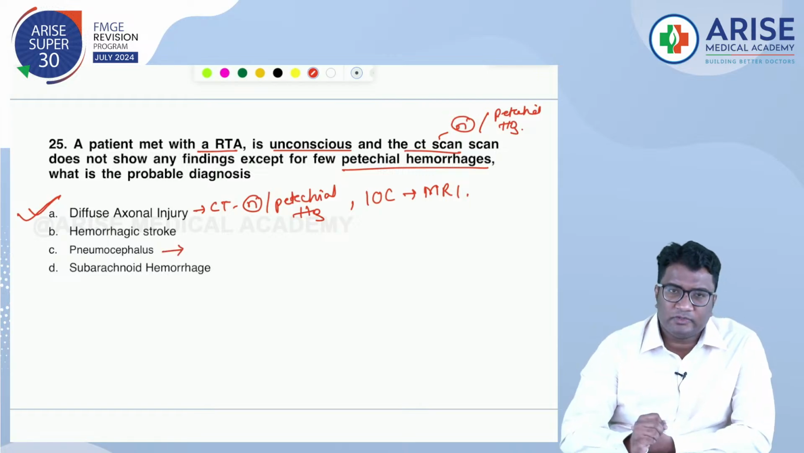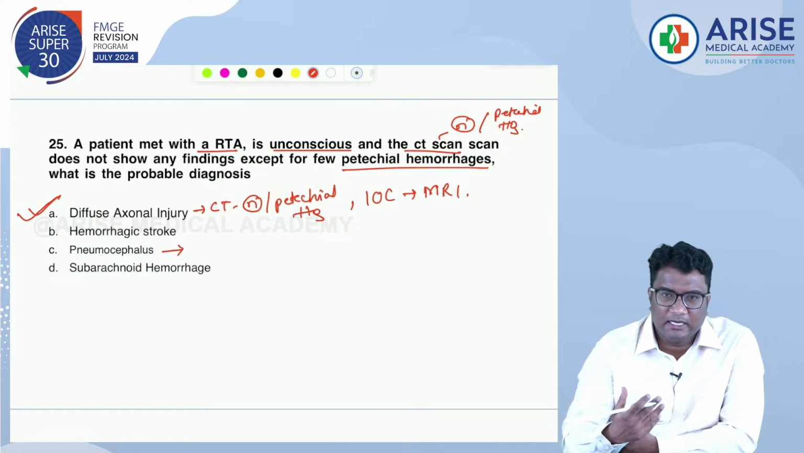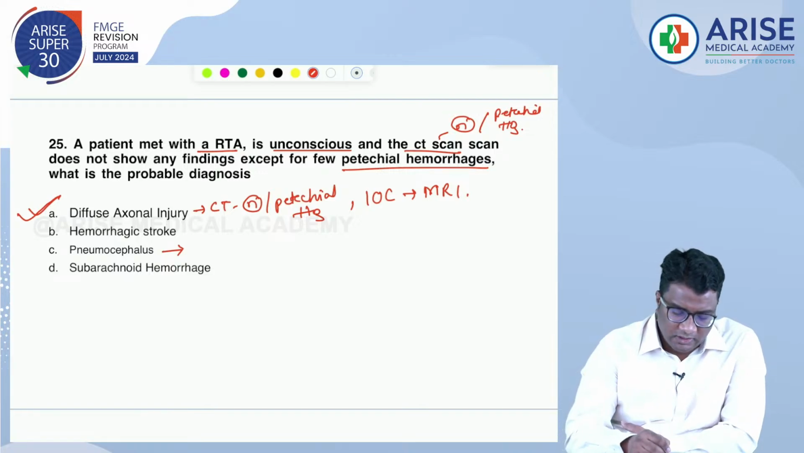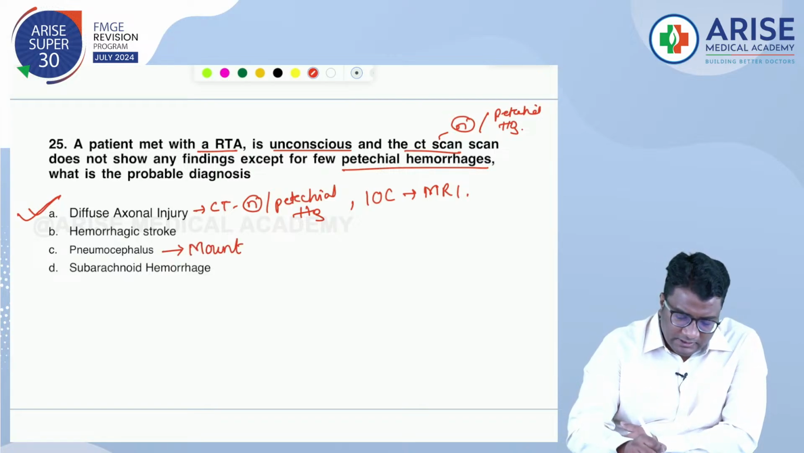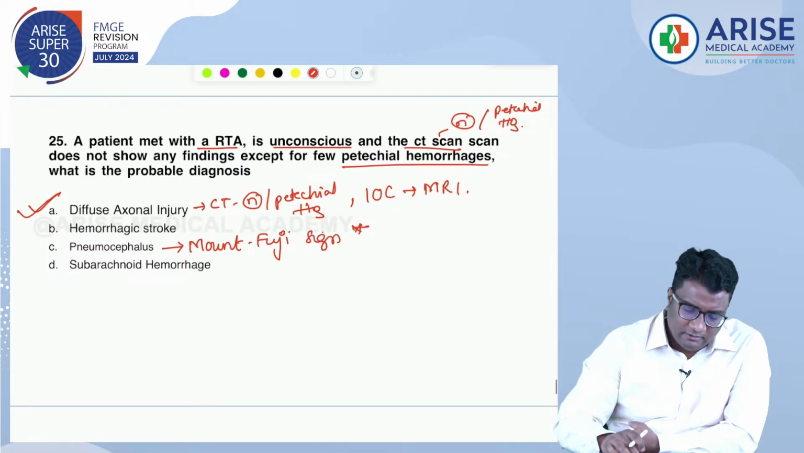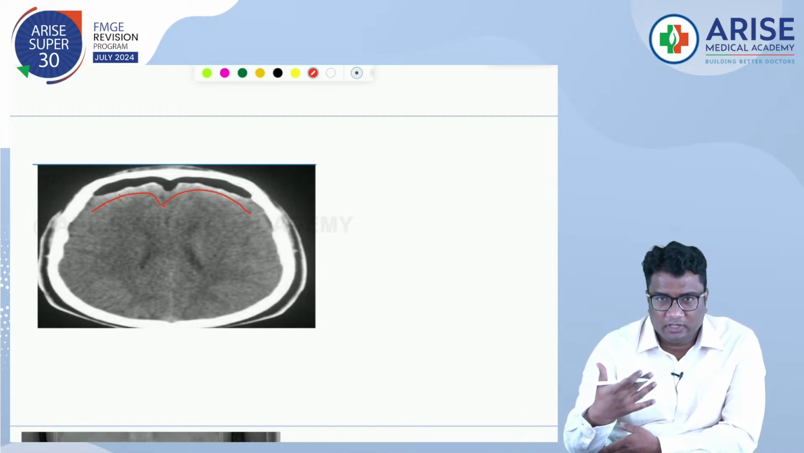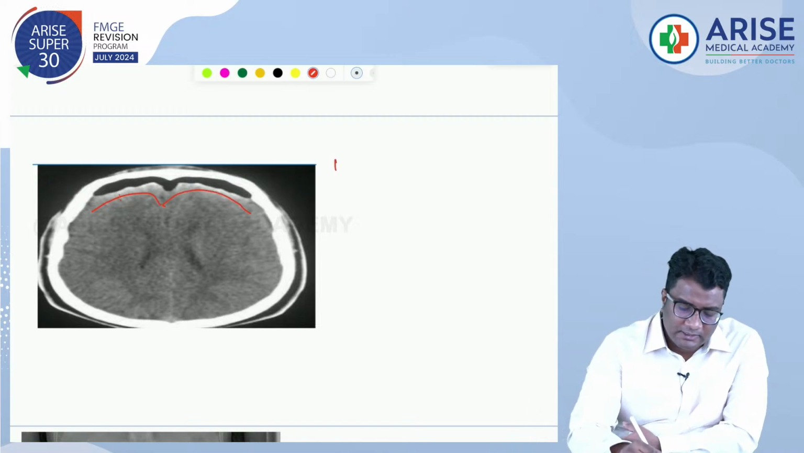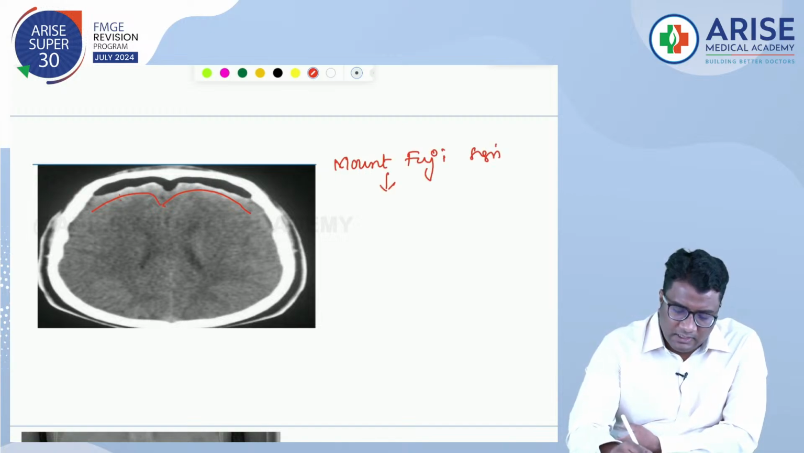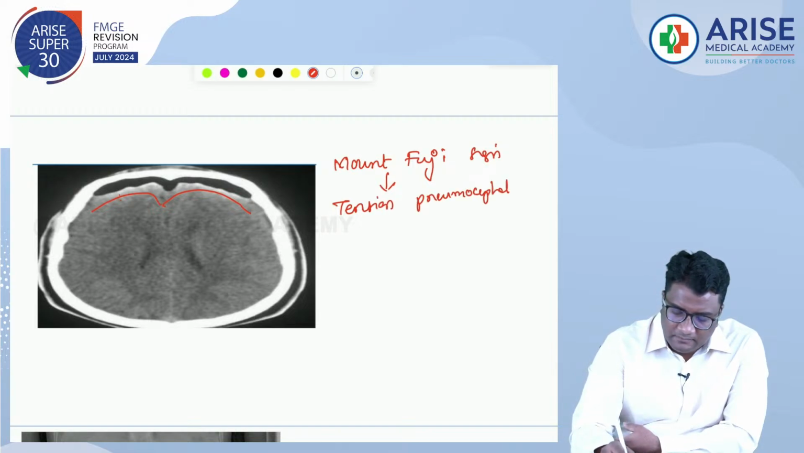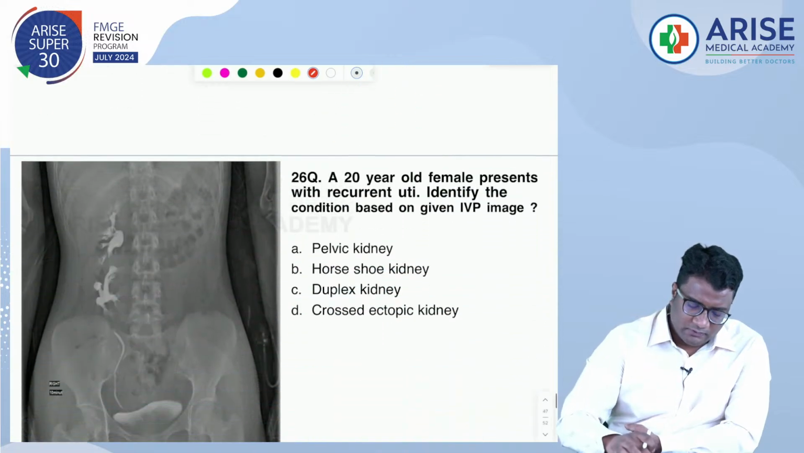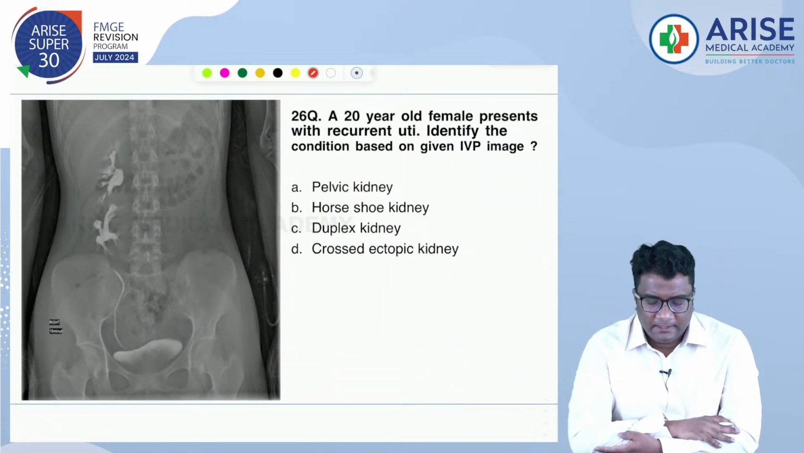Pneumocephalus, what is a sign that you see in tension pneumocephalus? When you have trauma to the skull and you have pneumocephalus, you see the Mount Fuji sign when there is a tension pneumocephalus. It will be like this, right? So like a mountain. In trauma patients, the air will come anterior to the frontal lobes. This is called the Mount Fuji sign. This is classic of tension pneumocephalus, right?